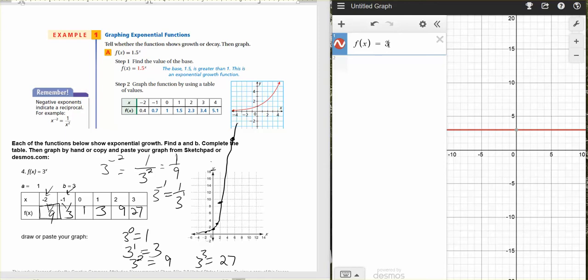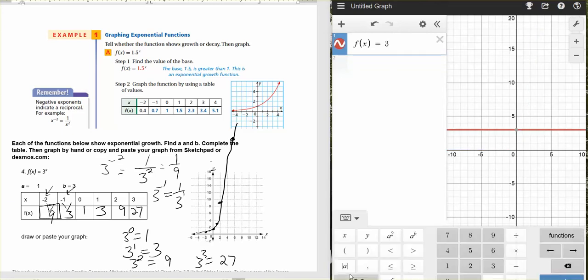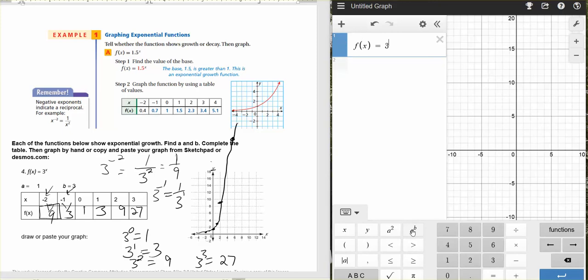So to get to the exponent, you can use Shift 6, which gives you that little up arrow key, and then type the x. Or you can use the Desmos keyboard down here, and we can use the A to the B button, and that will also let us put an exponent in. And then here's our graph right here.